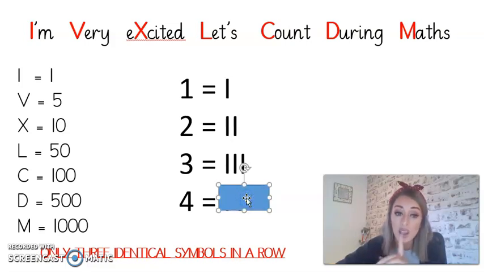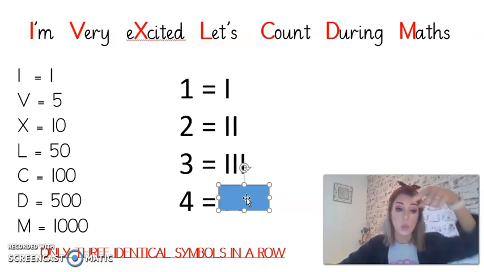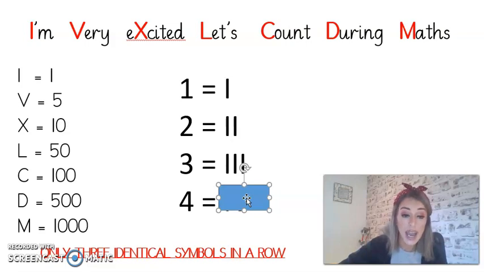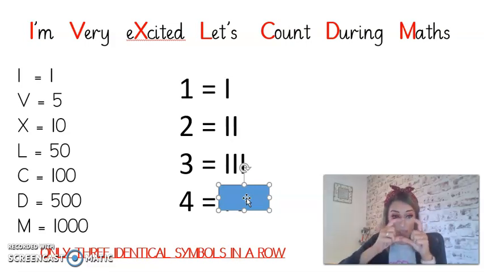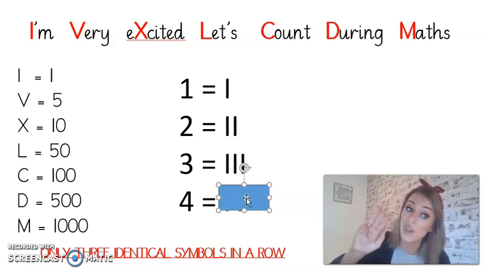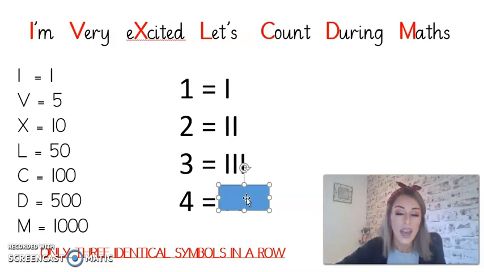Now, number 4, that's when it starts to get a little bit tricky because in Roman numerals, we have a rule. You can see at the bottom of the screen here, you are only allowed to put 3 symbols or 3 letters that are the same altogether. Okay, so you can't have IIII. That is not the answer to the next question. Okay, so have a little think.